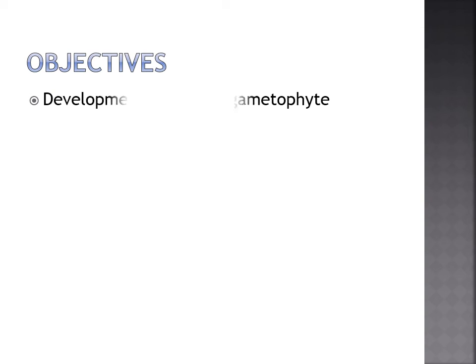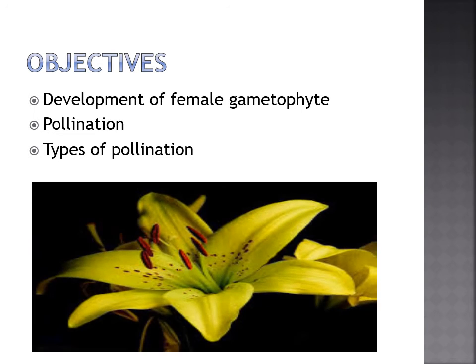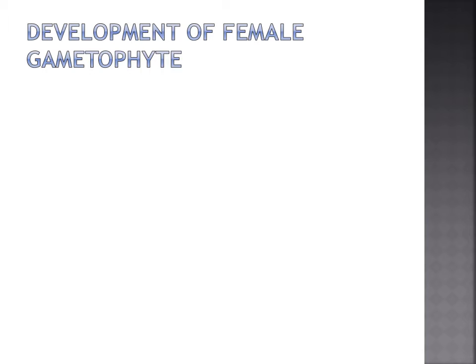Today we will learn development of female gametophyte, pollination and types of pollination. Now let's move on to our first objective, development of female gametophyte. Development of female gametophyte involves the study of pistil, megasporangium and female gametophyte. First we will learn pistil. Pistil is also known as carpel, in which we can include stigma, style and ovary.